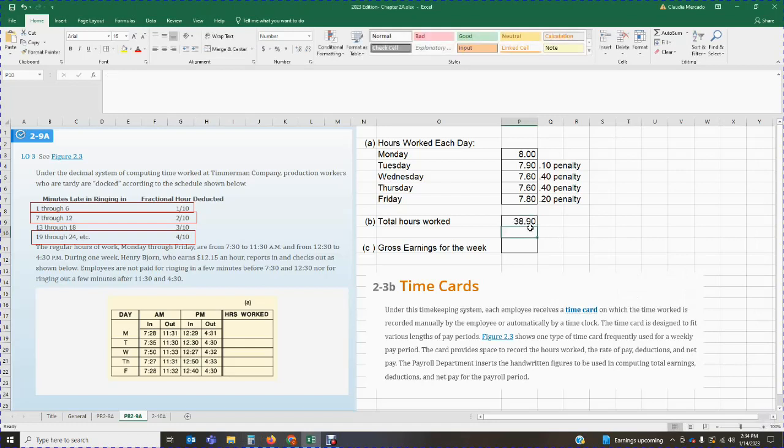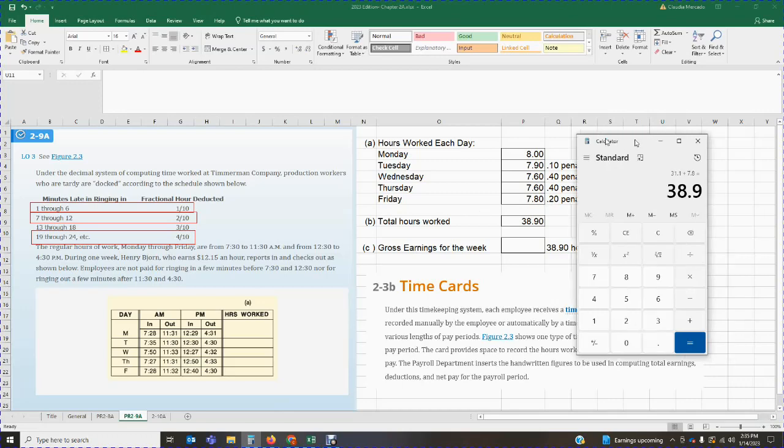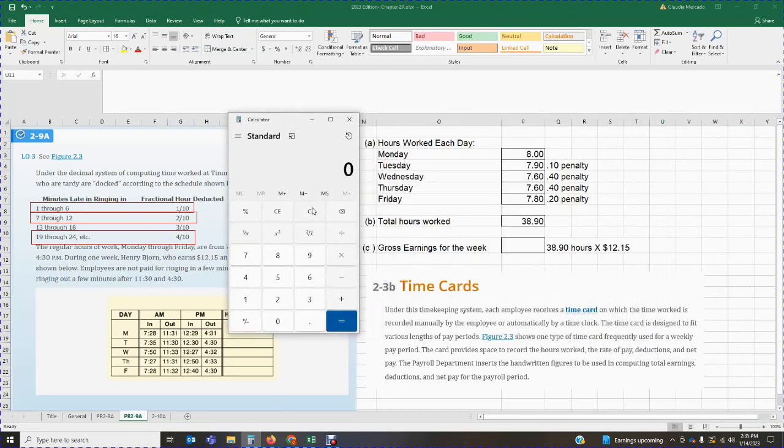That is the total hours that were worked during the week. Okay? He should have worked 40 hours, but he was late some of those days, so he incurred penalties. So now he is only going to get paid for 38.90 hours. Okay? Now that we have that, we can calculate the gross earnings. Okay, so we know that he worked 38.90 hours, and we're going to multiply it by his rate. He gets paid $12.15 an hour. Okay, so we've got 38.9 hours times 12.15.